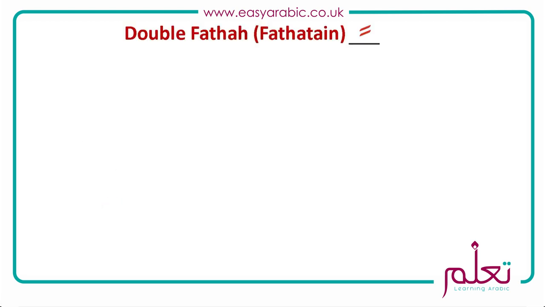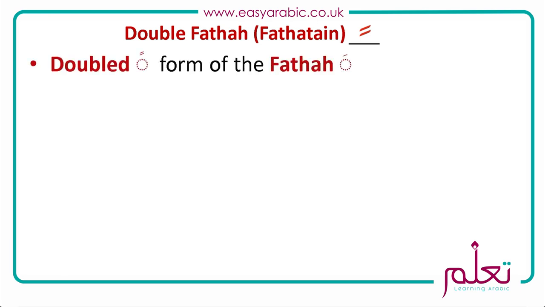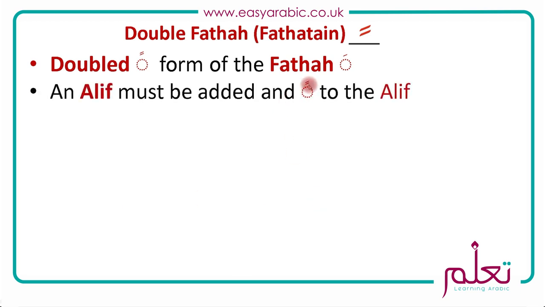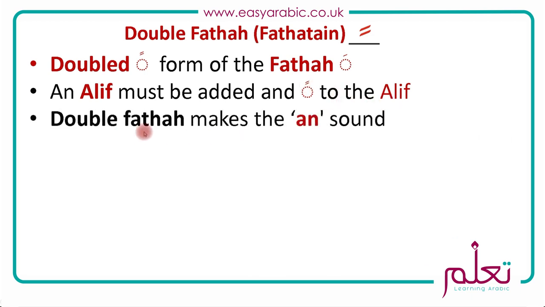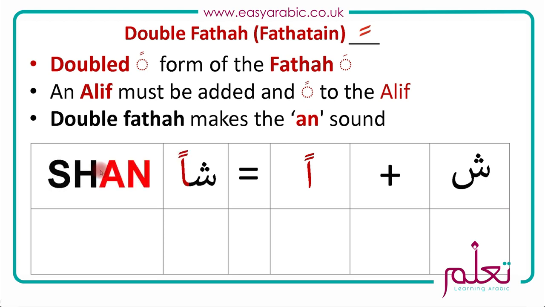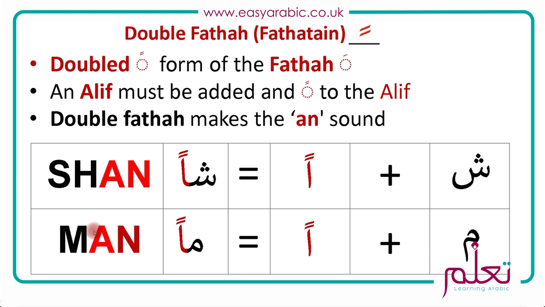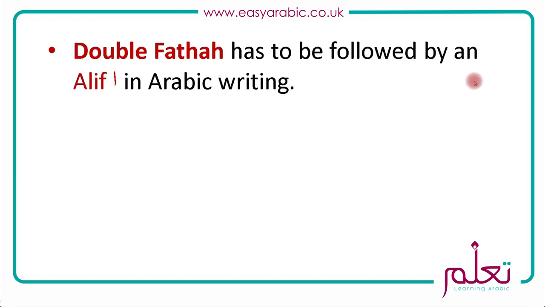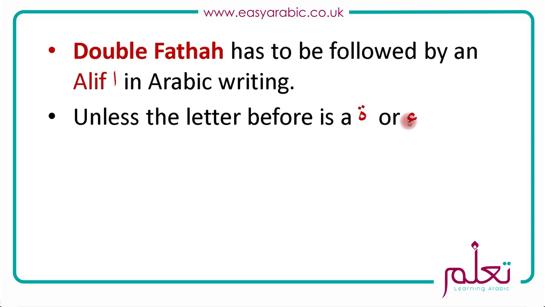Okay, so the double fatha, called fatatain, is the double form of fatha. And as we saw before, an alif must be added and the fatatain added to the alif. Okay, the double fatha makes the an sound. So if we look at the examples, we've got sheen plus the alif with the fatatain, it is shan. Okay, next one, meem with the fatatain, alif and the fatatain, it's written like this, and it's man. Okay, so one thing to note is the double fatha has to be followed by an alif in Arabic writing, unless the letter before it is a ta marbuta or a hamza.